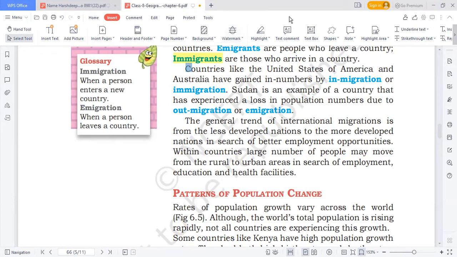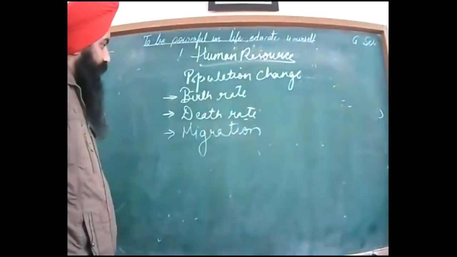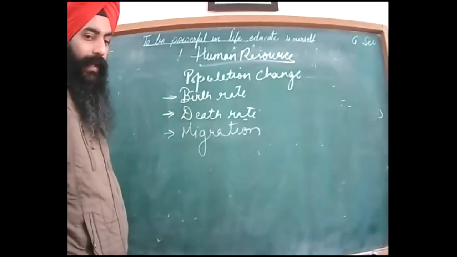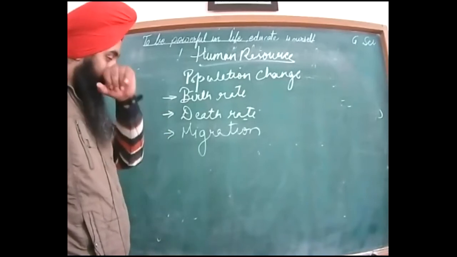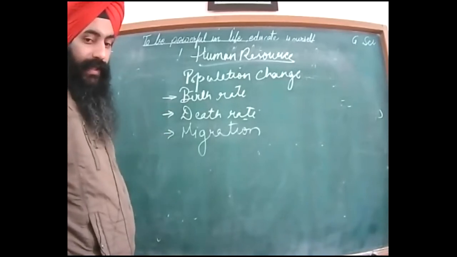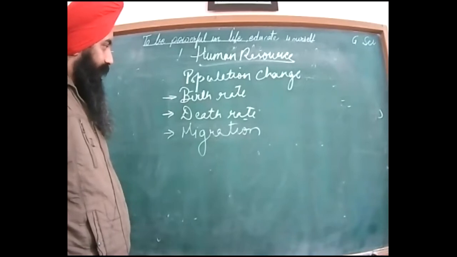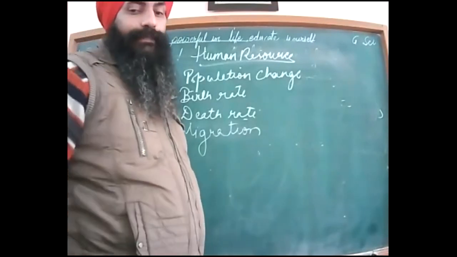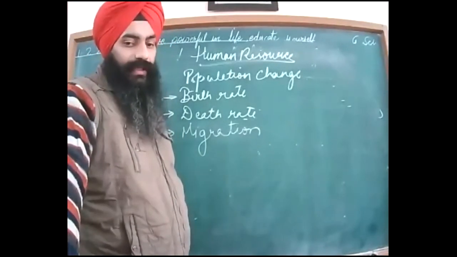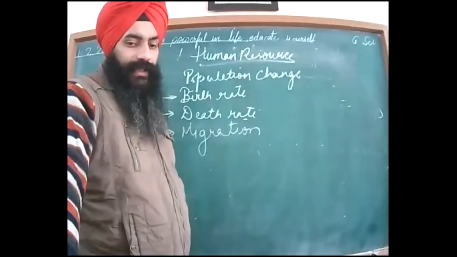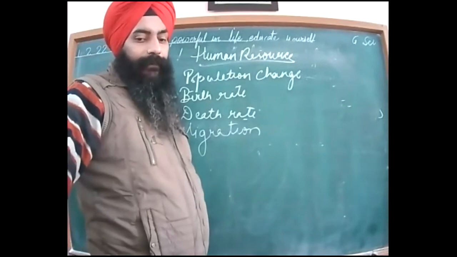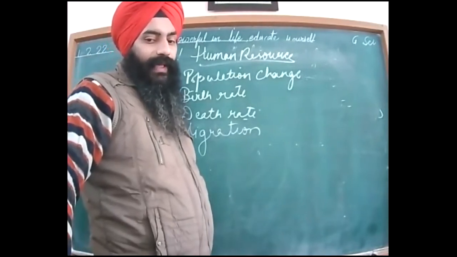Migration. There are three factors affecting population change. Birth rate: the total number of live births as a proportion per 1,000 persons in a year. Death rate: the total number of deaths per 1,000 persons in a year, from which the IMR, the infant mortality rate, is deducted.